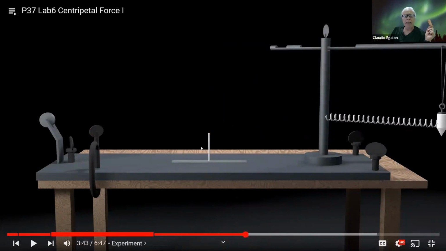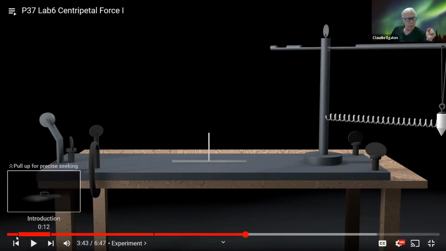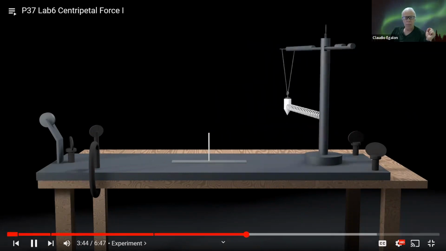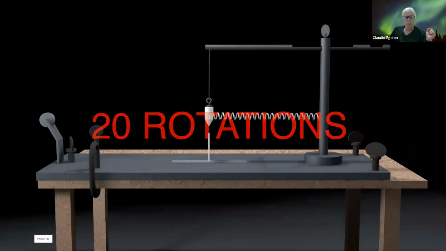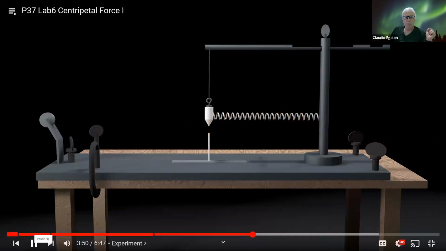Okay, so the idea here is to measure how long it takes for the bob to undergo 20 revolutions with your timer. And remember, your timer has a resolution of 0.01 seconds, the one that we have in our cell phone. When you reach 20 rotations, stop the timer, read the period, and log this value into your spreadsheet. Okay, so that's the next.